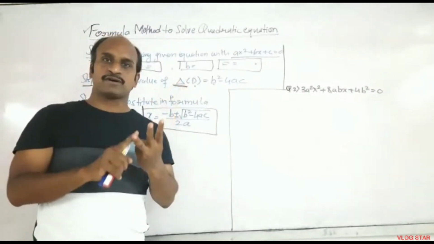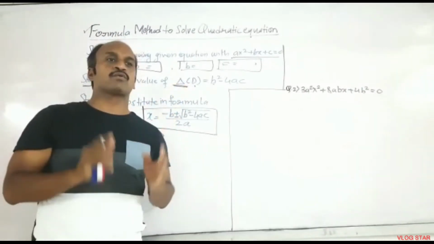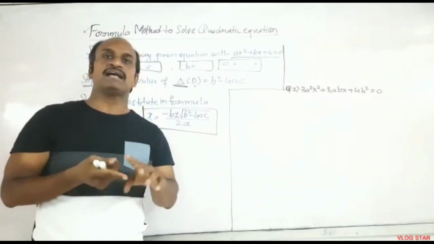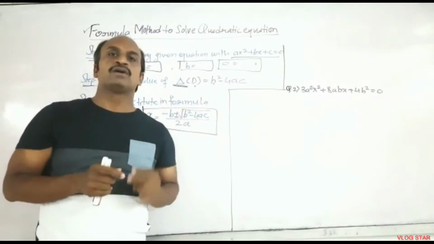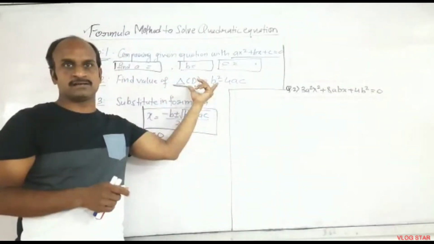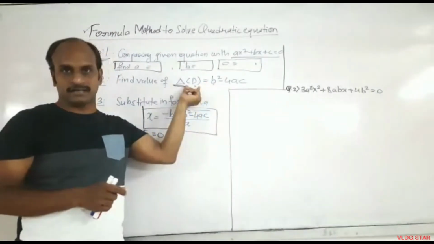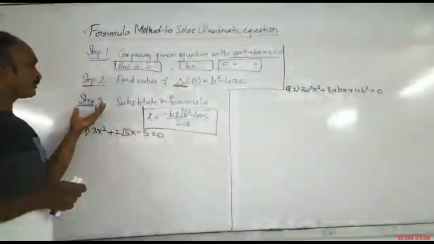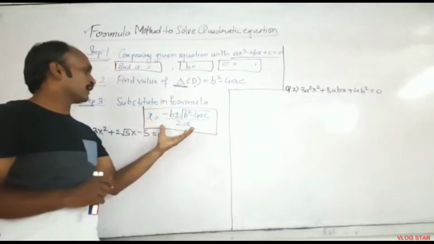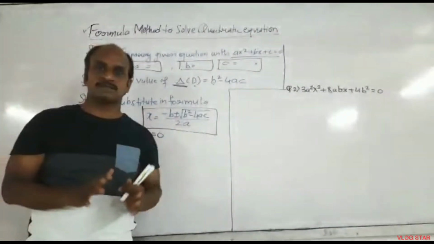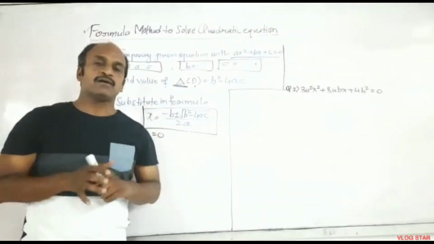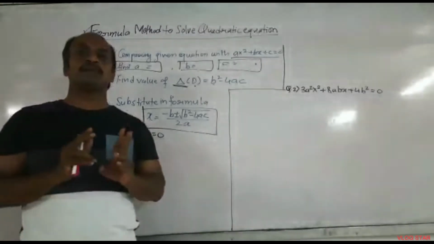First step, comparing the given quadratic equation with the standard form to get the values of a, b and c. Second step, to find out b square minus 4ac, which is called the discriminant. And then the third step is to substitute all the values in the formula, that is x is equal to minus b plus minus under root b square minus 4ac upon 2a. Now we will solve two examples based upon this method.